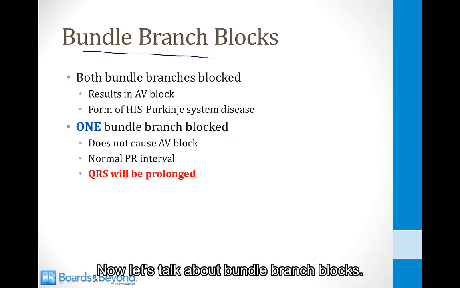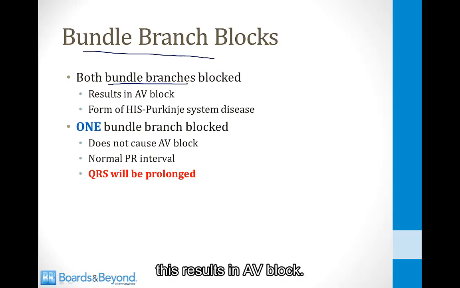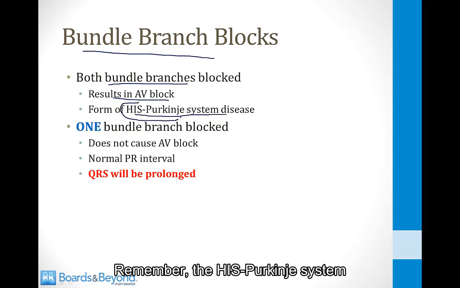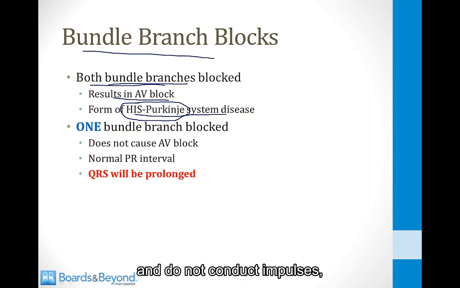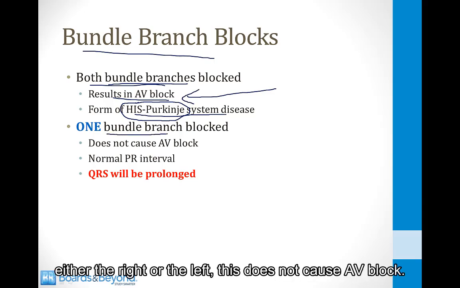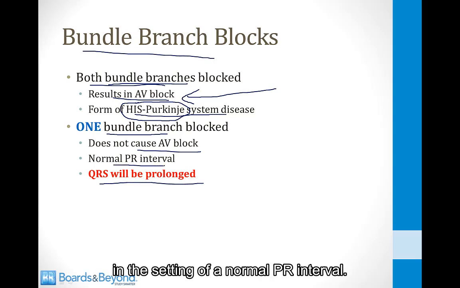Now let's talk about bundle branch blocks. So when both bundle branches are blocked, this results in AV block. This is a form of His-Purkinje system disease. Remember, the His-Purkinje system includes the bundle branches. So if both bundle branches are sick and do not conduct impulses, then that leads to AV block. If one bundle branch only is blocked, however, either the right or the left, this does not cause AV block. Instead, it will cause the QRS to be prolonged in the setting of a normal PR interval.